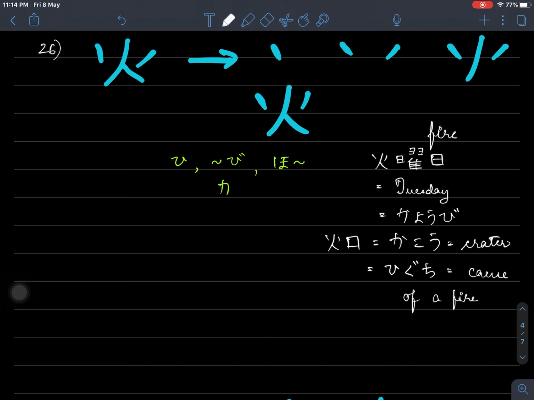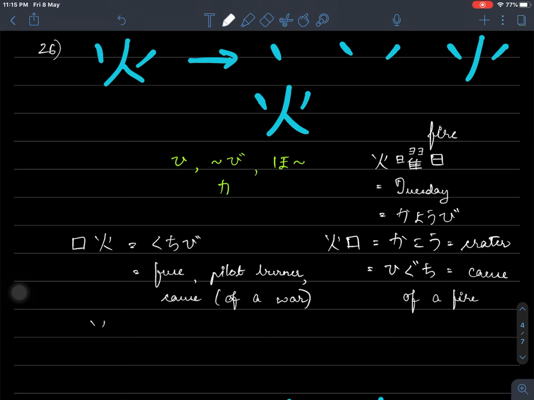Now let's have a look at another kanji which is bound to confuse you. I hope you're confused yet. So this is kuchibi. Kuchibi. So this is a fuse, or this is a pilot burner, or this can be the cause of a war, etc.